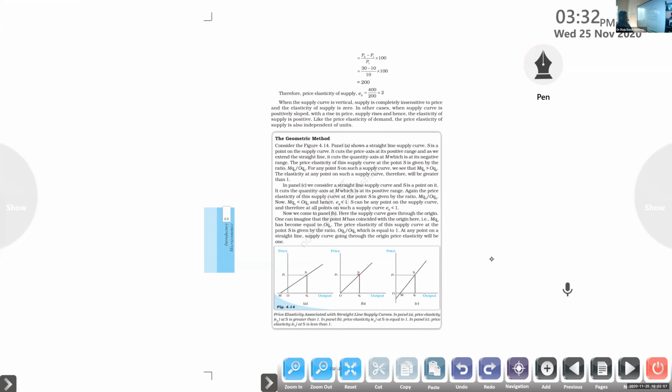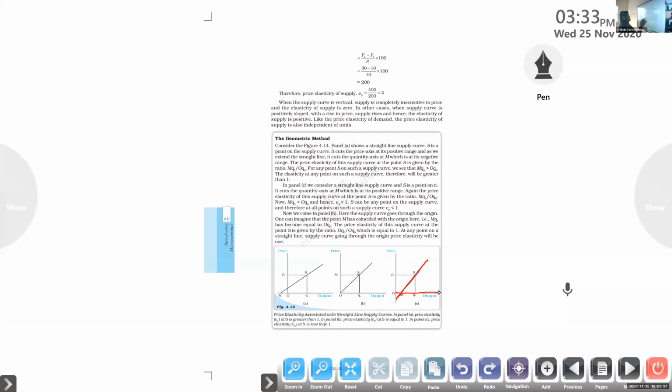Okay, panel B, we consider a straight line supply curve and S is a point on it. It cuts the quantity axis at M, in the positive range. So this is the supply curve, and we are completing it, so it will go to the negative side of the horizontal axis. Clear.